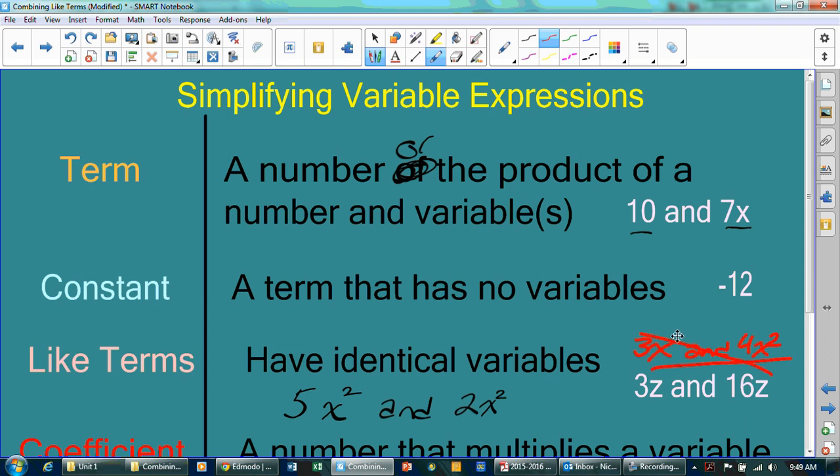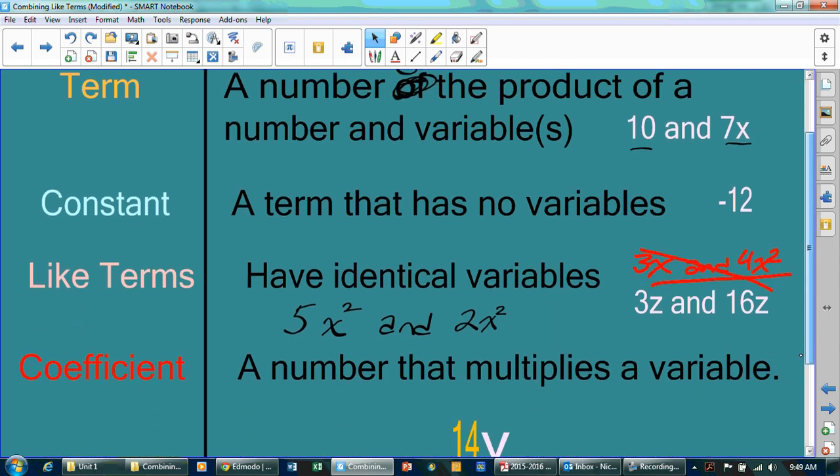Okay, this is x to the first, this is x squared. They're not like terms because they're not identical. Okay, one's x to the first, the other's x squared. They have to be completely identical. Coefficient can be different, but the variable has to be the same.